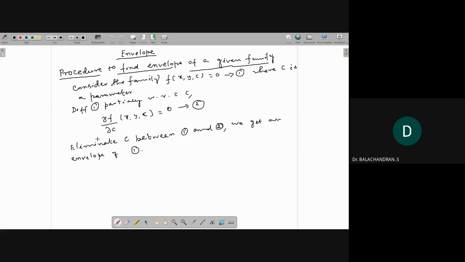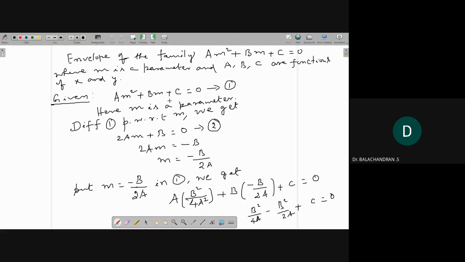Now I will just recall this one, because this is not done in the recording. Procedure to find the envelope of a given family. So this is a general procedure. Consider the family f of x comma y comma c equal to 0. So c is the parameter, so the one parameter family. If you differentiate equation 1 partially with respect to c, we will get dou f by dou c is equal to 0. So f is a function of x comma y and the parameter c. If you eliminate c between equation 1 and 2, we get an envelope of equation 1. So this is the general procedure.